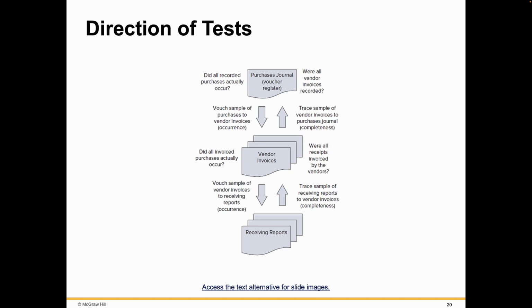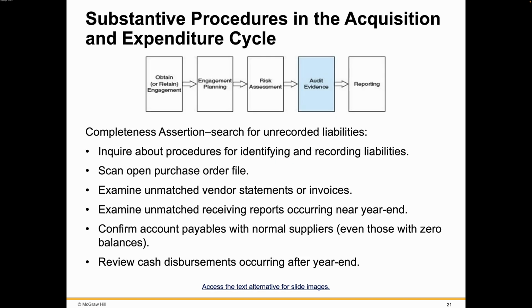So then we have direction of the tests. So you can go either way, as you can see from the direction of the arrows. So you can go from the vendor invoices to the purchase journals or from the vendor invoices to the receiving report, but that is our three-way match, right? So that's basically what we're trying to do when we're substantively testing for expenditures.